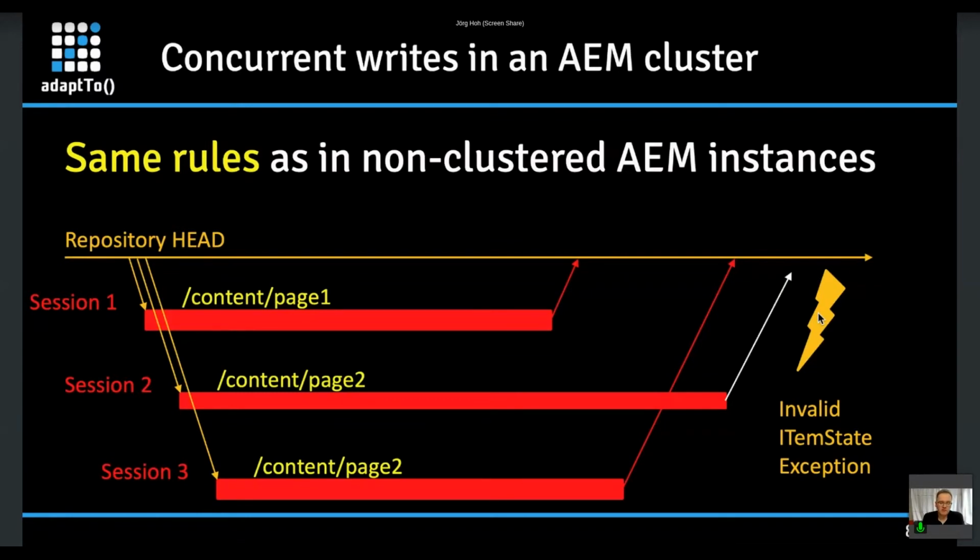And the thing is that it's first come, first served. The first one which does the save, that change will get merged. And the second one will just get an invalid item state exception saying, well, this has already been changed. In Git, you would call it a merge conflict and you need to resolve it. Typically in an AEM world, we don't resolve these. We just drop it and ask the user to try again. So these are the same rules as you would get in any non-clustered environment. Here, in a clustered environment, it's sometimes more likely that you will get these things.